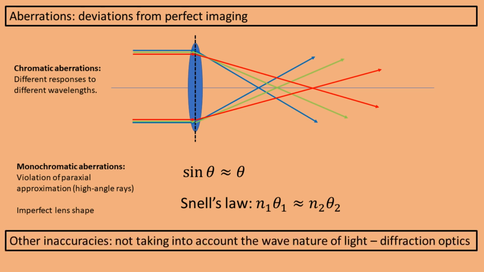Furthermore, there are additional inaccuracies in our treatment of light propagation because the ray model we use is merely an approximation of the more accurate wave model of light. If we take the wave nature of light into account, we enter the domain of diffraction optics.